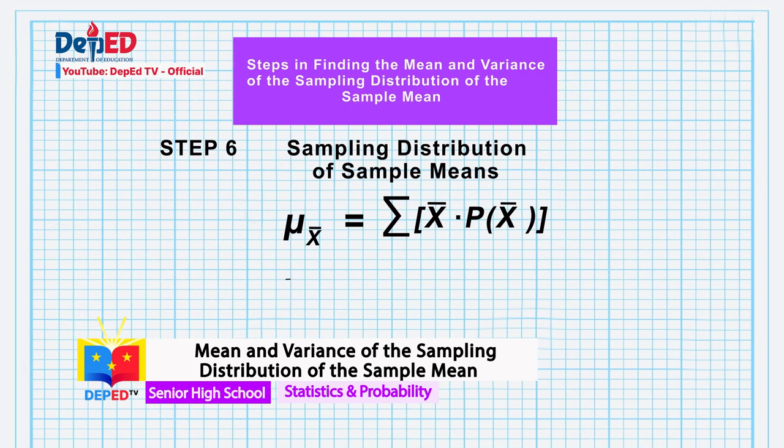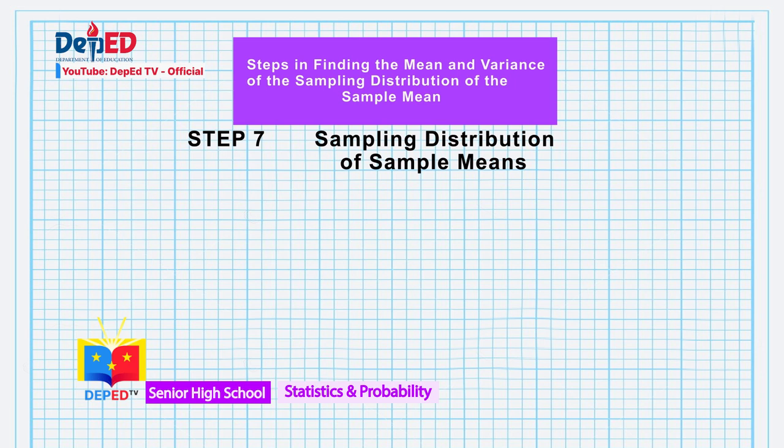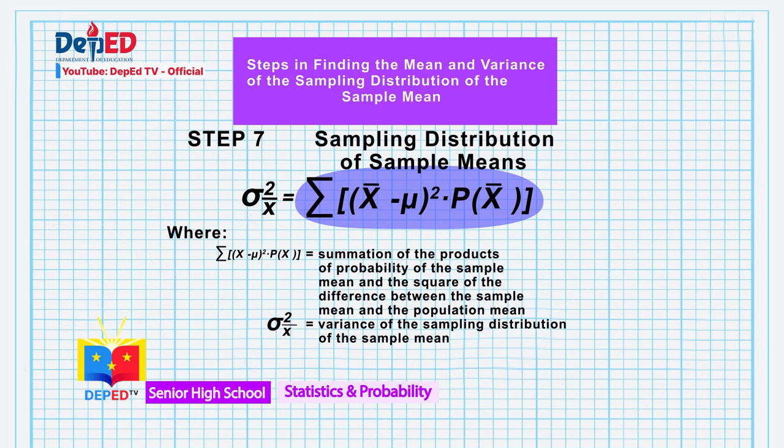You may also use the given formula, where the mean of the sampling distribution of the sample mean is the sum of the products of the sample mean and the probability of the sample mean. The last step is to compute the variance of the sampling distribution of the sample means using the formula, where the summation of the products of the probability of the sample mean and the square of the difference between the sample mean and the population mean is the variance of the sampling distribution of the sample mean.